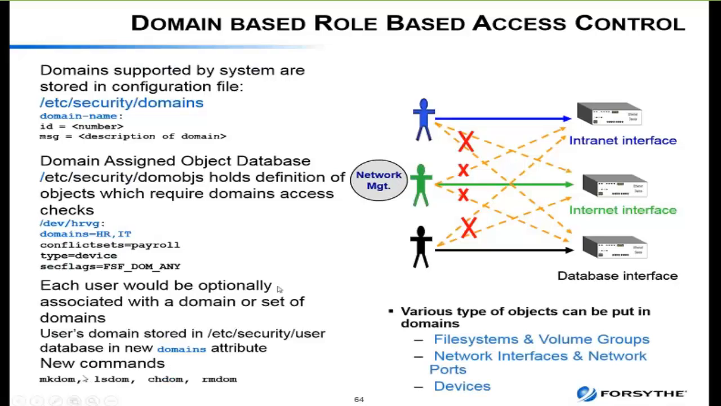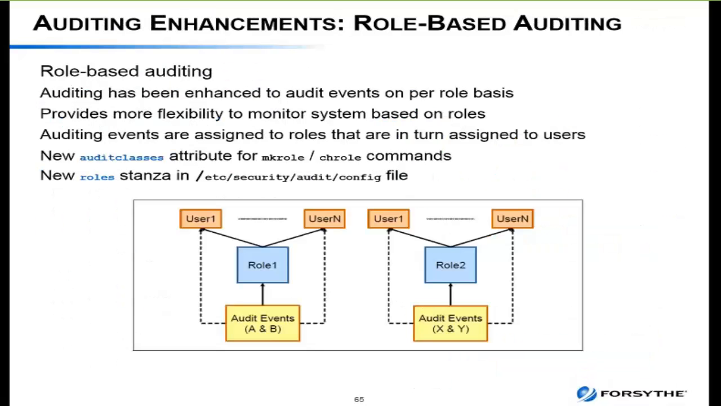There are some new commands: mkdom, lsdom, chdom, rmdom, etc. You can then take things like file systems and volume groups and so on and actually put them into a domain. There are also some enhancements to auditing so that you can actually now audit events on a per role basis. So I can say, looking at the people that have the DBA role, please provide me with audit reports just on that.